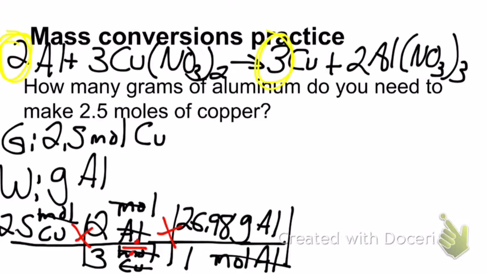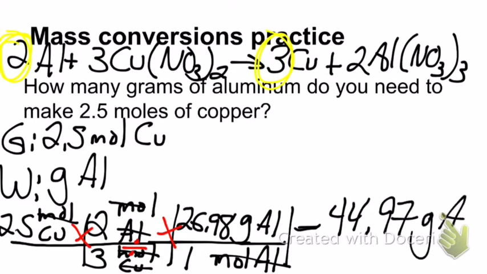So 2.5 times 2 times 26.98, divided by 3. We're going to plug all of that into our calculator, and we find out that if we're trying to make 2.5 moles of copper, it is going to take us 44.97 grams of aluminum. I got a little excited and I was copying down my answer for the wrong one. Okay. And so again, we haven't done any new math. We've just taken the parts we've already taught you, the parts you're already comfortable with, and put it in a slightly different order. We started in moles, so we used our mole ratio first, and then we used our molar mass.